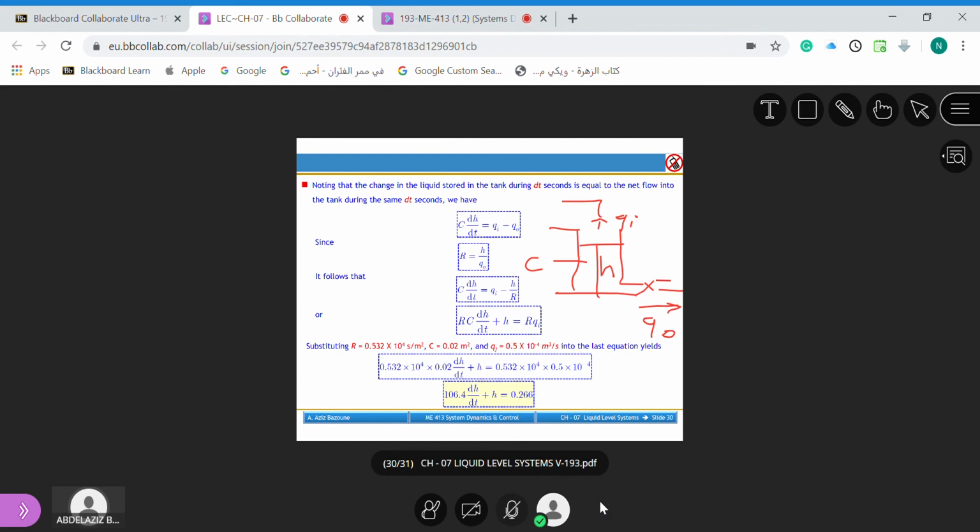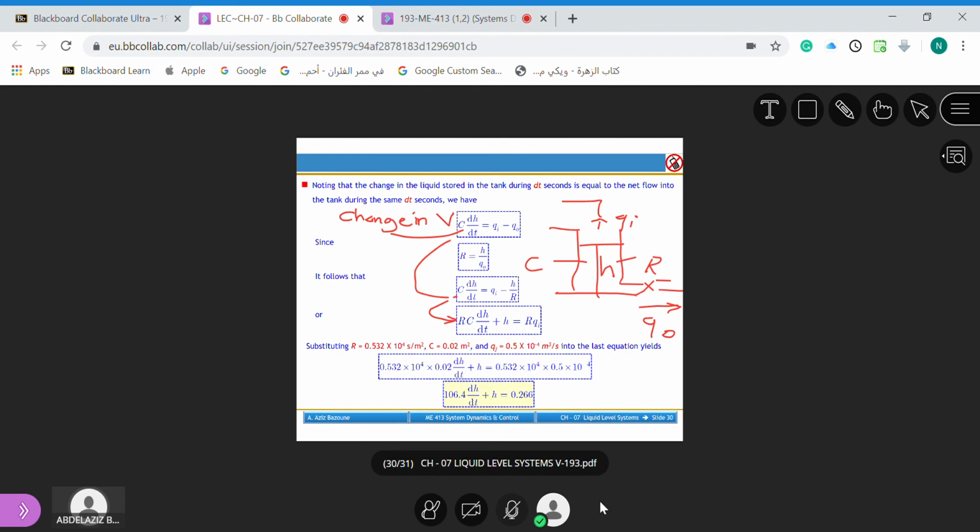So C dH over dt is the change in volume. The change in V will be Q in minus Q out. This is Q in and this is Q out. And the resistance here is given by H over Q naught. So R will be simply H over Q naught. So we can substitute from here. C dH over dt is equal to Qi minus Q naught. Q naught is H over R. So we can simplify or rearrange this equation. It will be RC dH over dt plus H is equal to RQi.